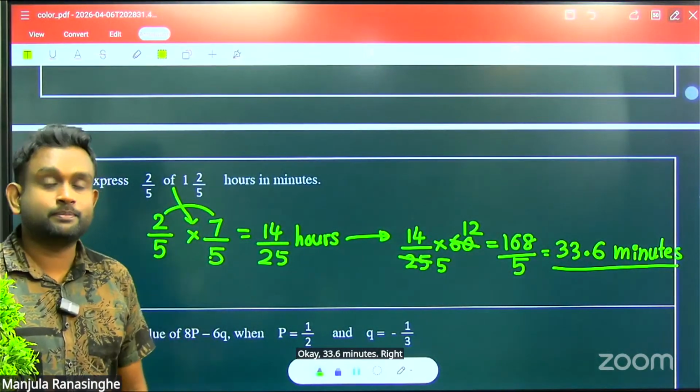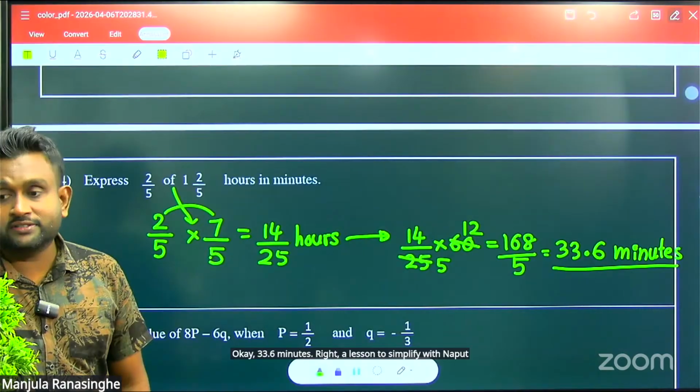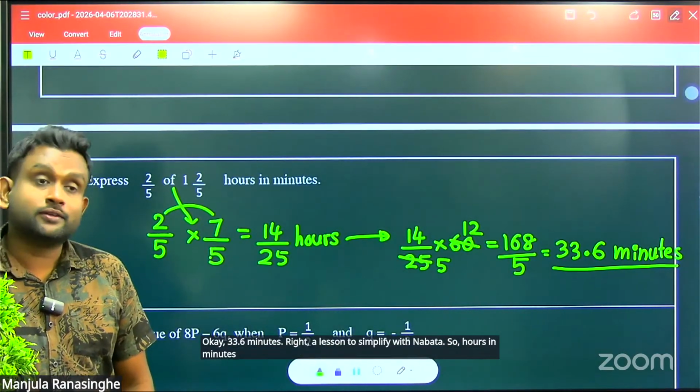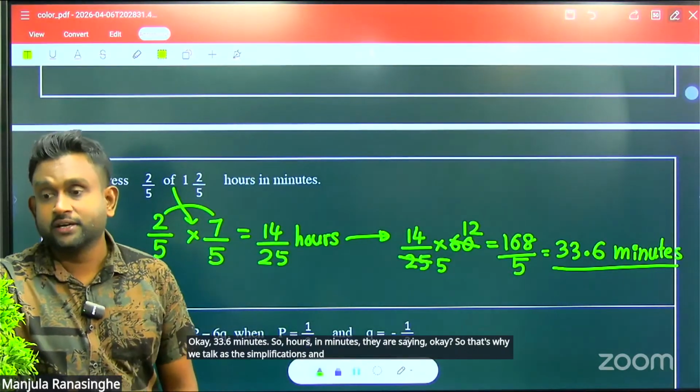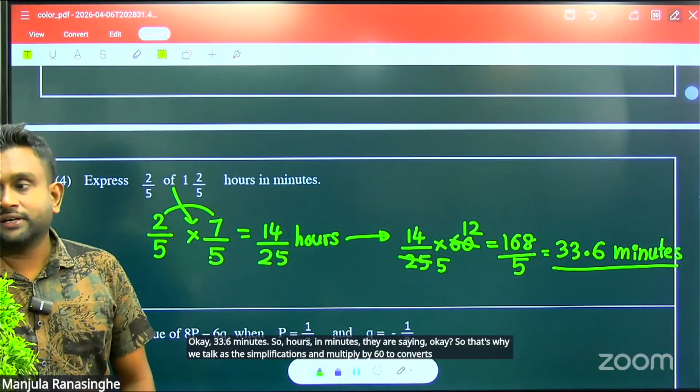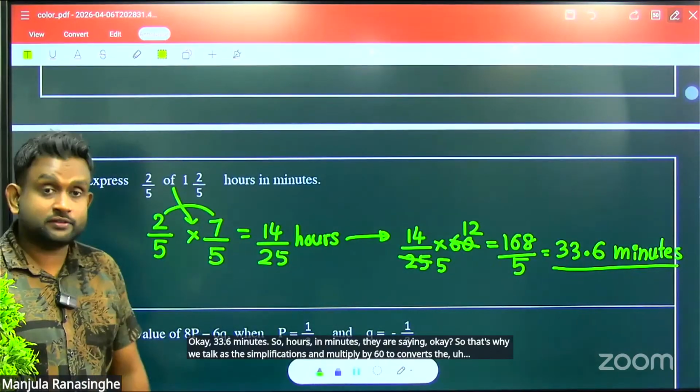So they are asking for hours in minutes. That's why we do the simplification and multiply by 60 to convert into minutes.